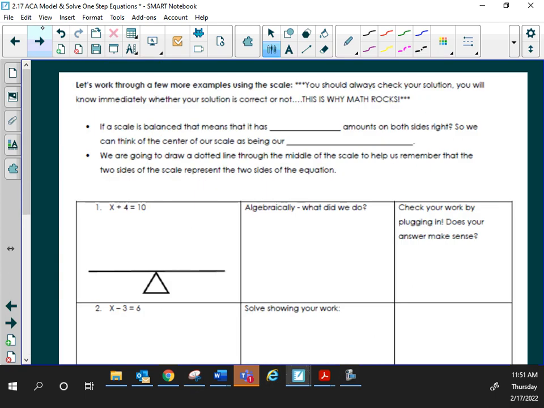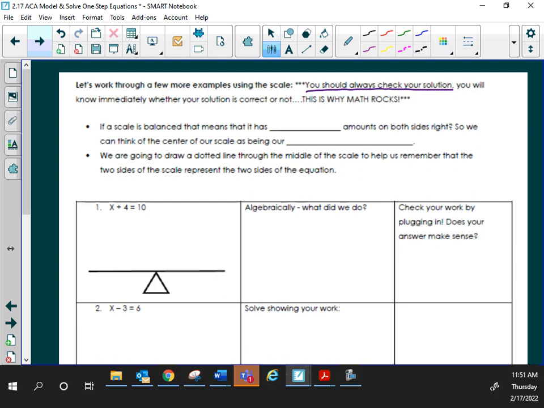We're going to keep going because there's a lot of packet left. Honestly, for the rest of the packet, you should be good. I'm just going to fill in these last 3 blanks. Let's work through a few more examples. You should always check your solution. That is a big thing. You can check if your answer is correct before you even turn your scantron in for your quizzes, for your tests into Miss Lytle.